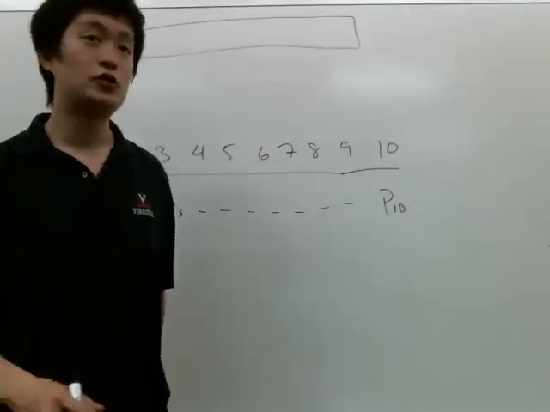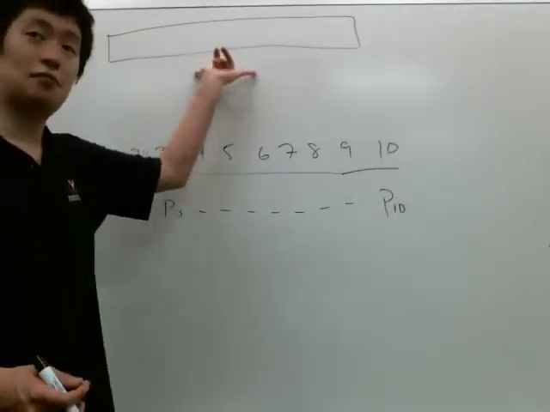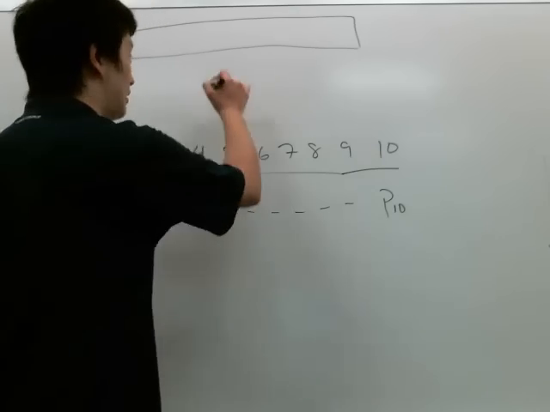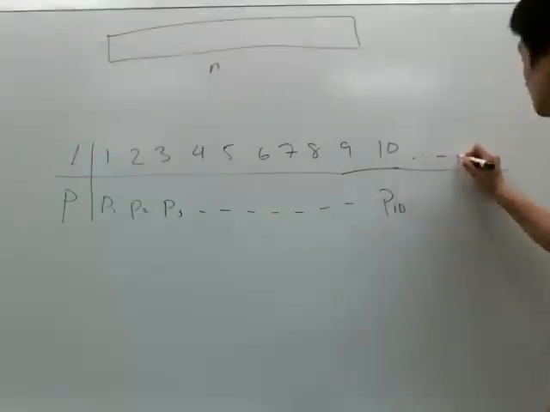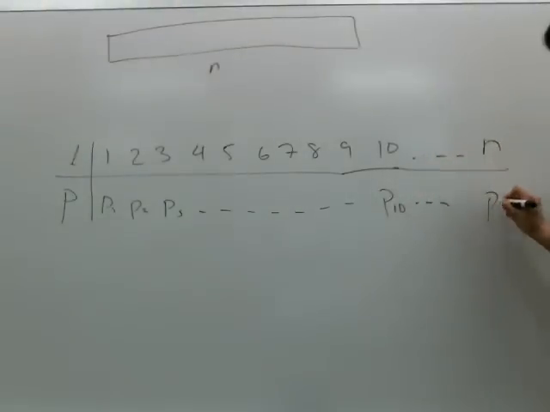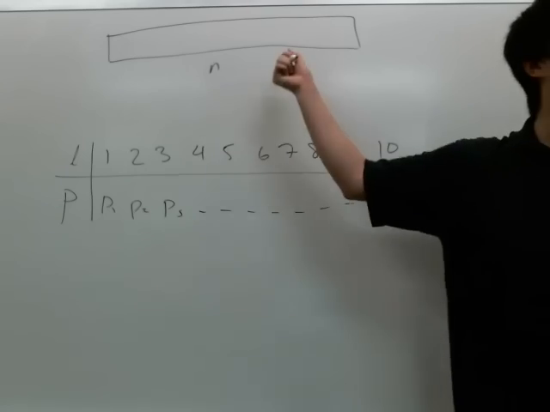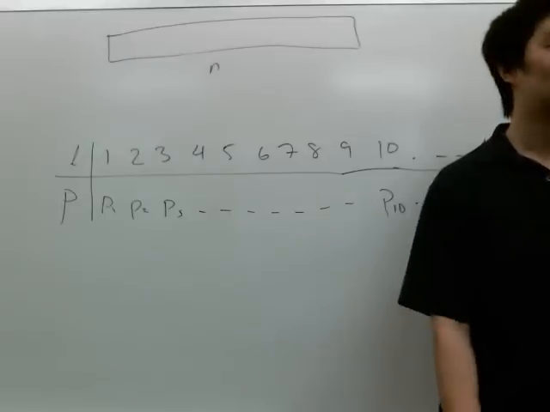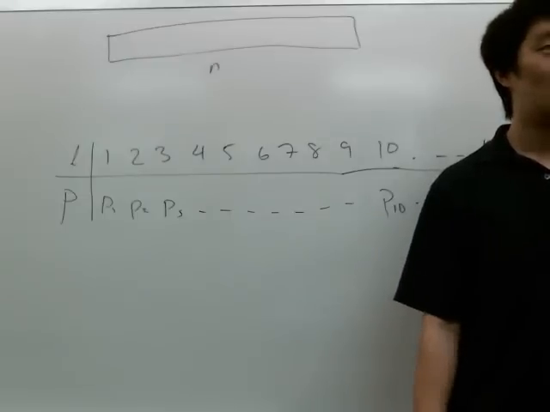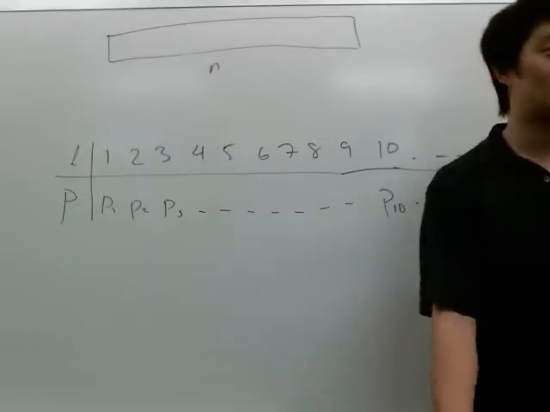What you're trying to do is, given a piece of wood of size N, and then we'll have the table go up as far as N, so this will be P of N, what is the most profitable way that you can split this piece of wood? And so, we're just going to start observing this problem.